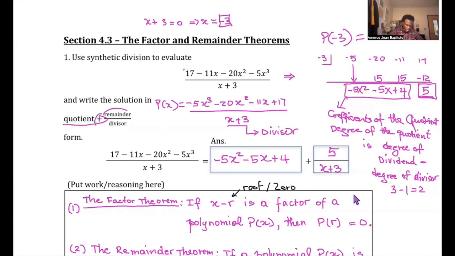Then write your solution as quotient plus remainder over divisor. The degree of your quotient will always be the degree of the dividend minus the degree of the divisor. And then you write your quotient. The numbers found in the synthetic division are, in descending order, the coefficients of your quotient.